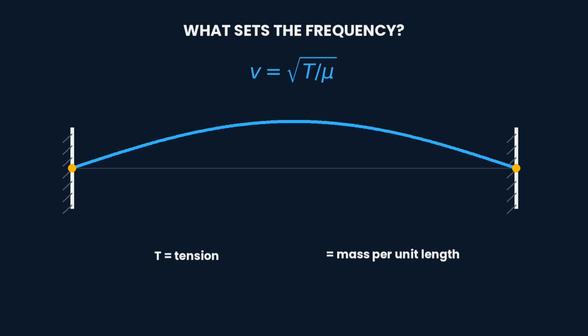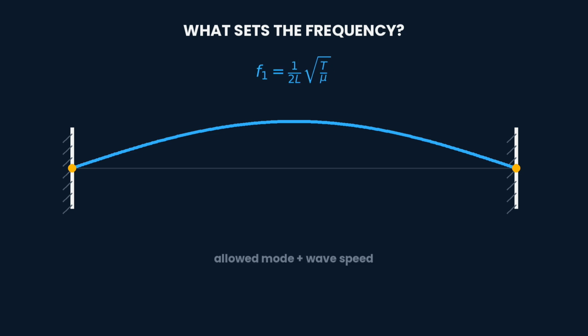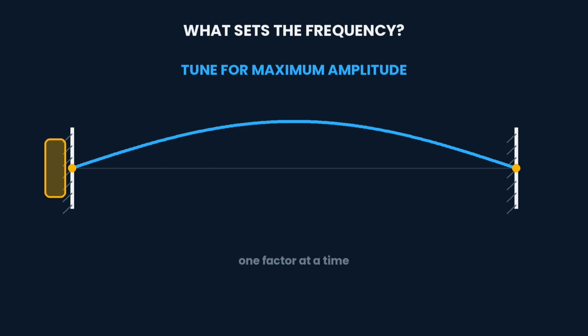For a stretched string, wave speed is the square root of tension divided by mass per unit length. Therefore, f1 is 1/(2L) multiplied by the square root of T/μ. Greater length or mass per unit length lowers the first harmonic frequency. Greater tension raises it. In the string practical, drive near the first harmonic, change one factor at a time, and retune to the maximum amplitude over one loop pattern.